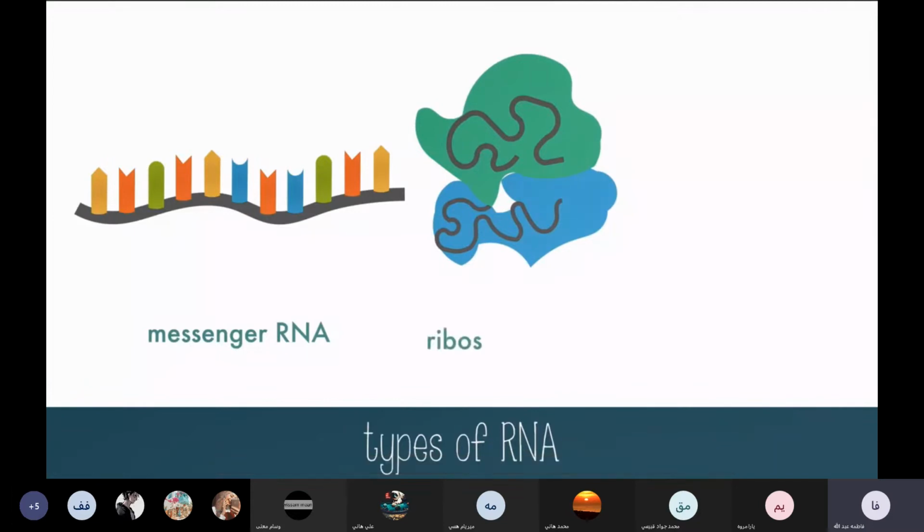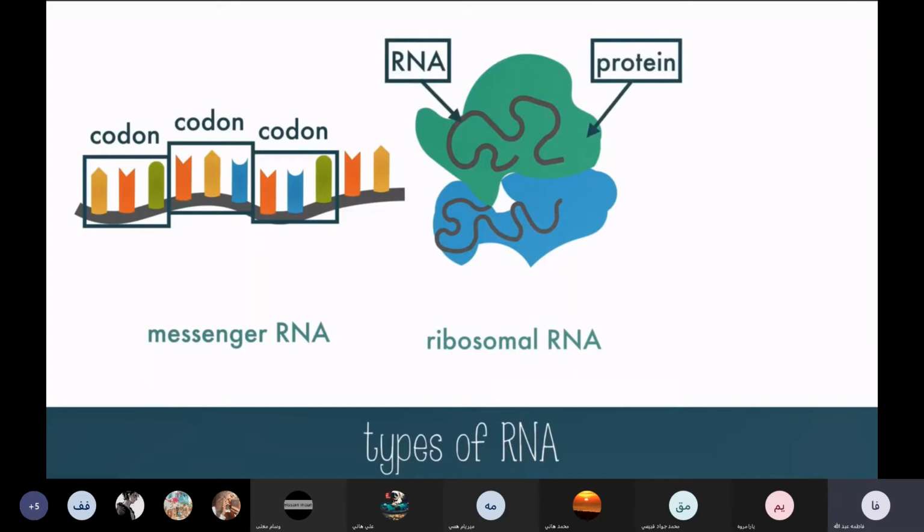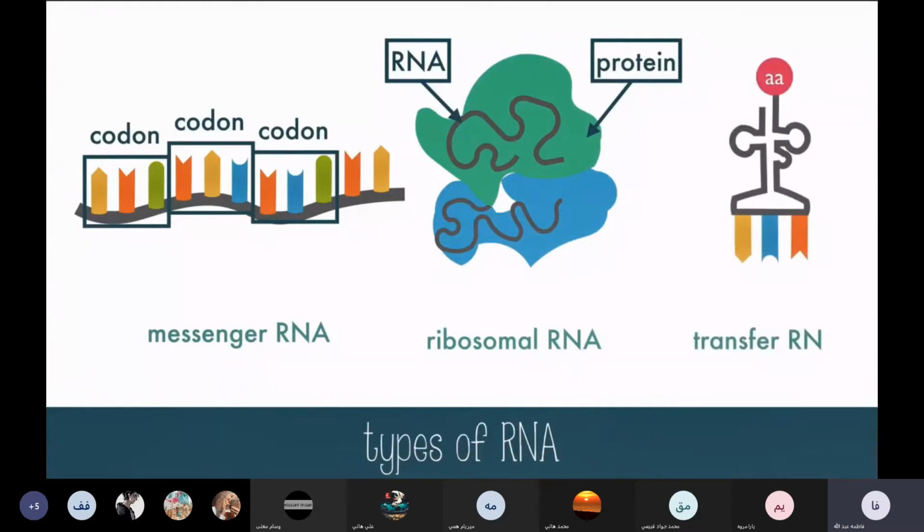mRNA is read 3 bases at a time, and these 3 bases are called codons. Now, the ribosomes are made of protein and RNA, and the ribosomes are the protein-making machines that read the mRNA code and add the correct amino acid using tRNA. Remember, tRNA stands for transfer RNA, and that's because its purpose is to transfer the right amino acid to the ribosome to build the protein.